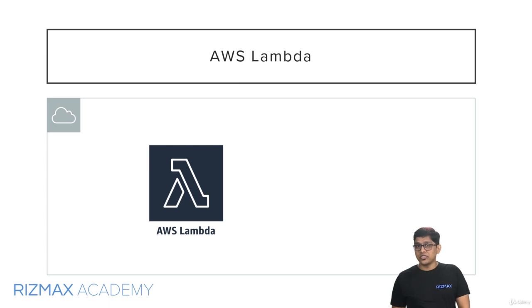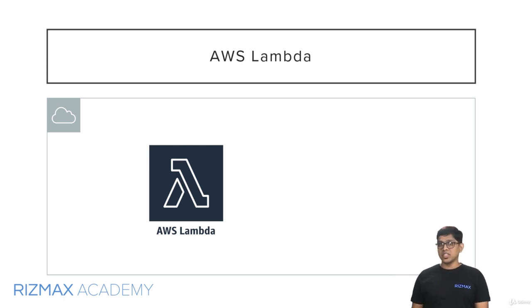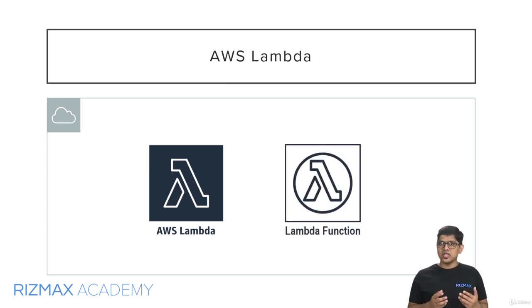AWS Lambda lets you run your code without having to create or manage any servers. You simply upload your code to Lambda, and Lambda does the rest for you and ensures that your code runs on highly scalable and highly available infrastructure. Each piece of code that you upload to Lambda is called a Lambda function, and it runs in an independent, isolated environment, also called a container.